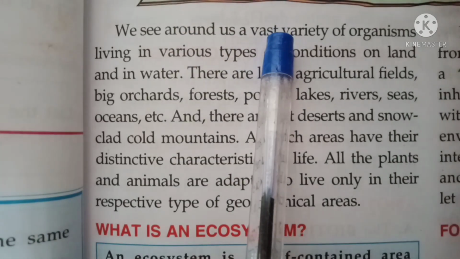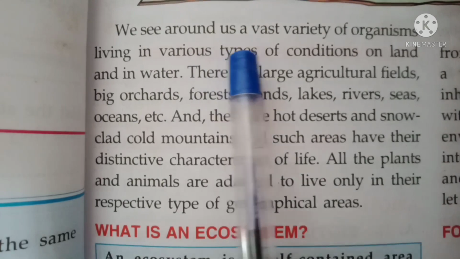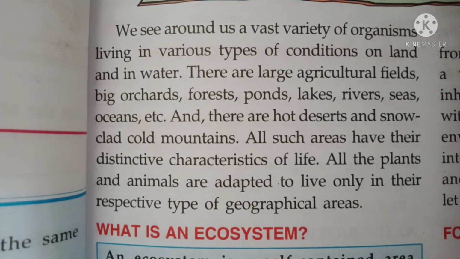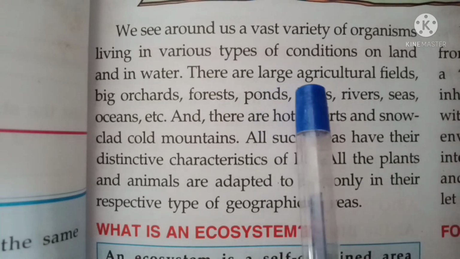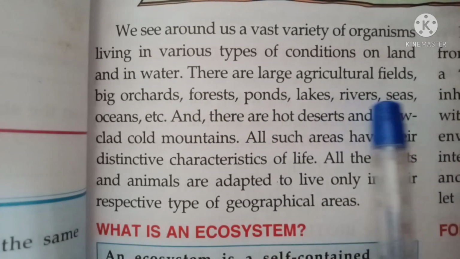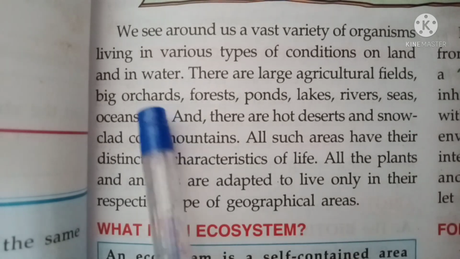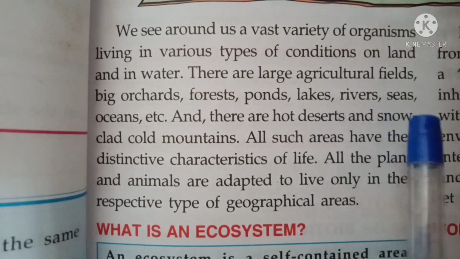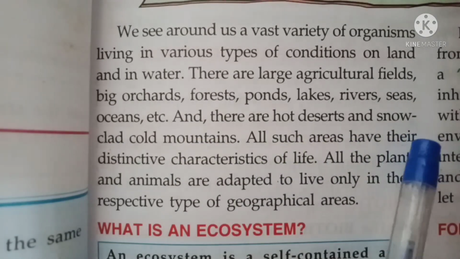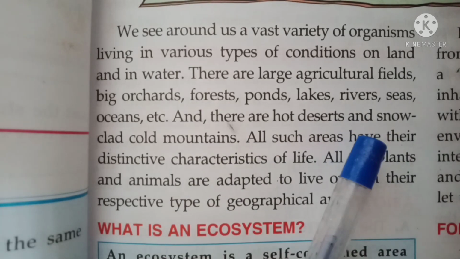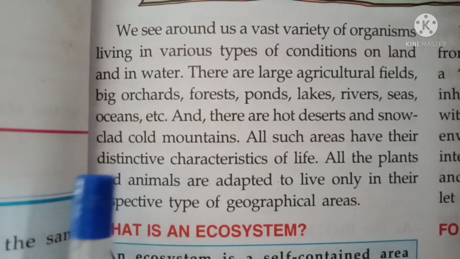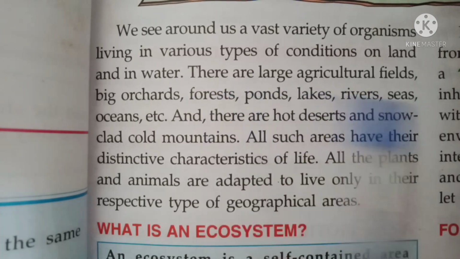So we see around us a vast variety of organisms living in various types of conditions on land and in water. There are many animals which live on land and which live in water too. There are large agriculture fields, big orchards, forests, ponds, lakes, rivers, seas, oceans, etc. And there are hot deserts and snowy, cold mountains. All such areas have their distinct characters. There are hot and dry places and cold places.